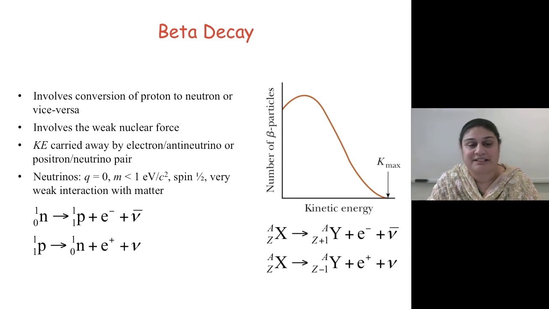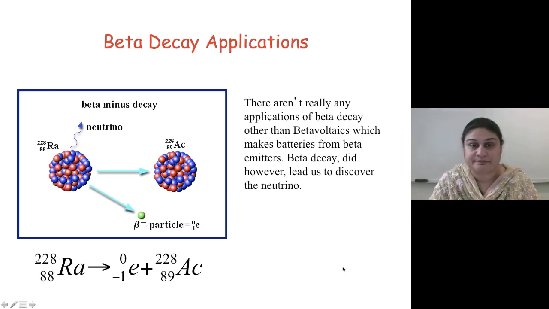In general, this decay will be given by this. X, which is the particle which is decaying, will become Y with A and Z plus 1, or Z minus 1, as the case may be, as it is here or here. Applications of beta decay: there aren't many real applications other than betavoltaics, which make batteries from beta emitters. Beta decay, however, very importantly, led us to the discovery of the neutrino.